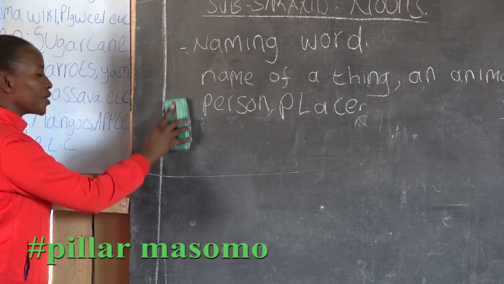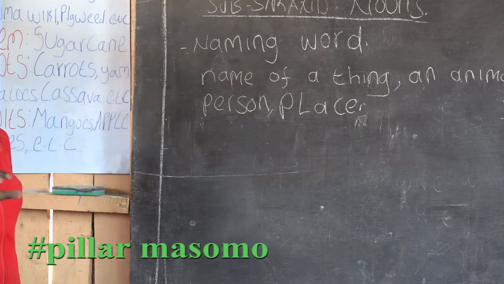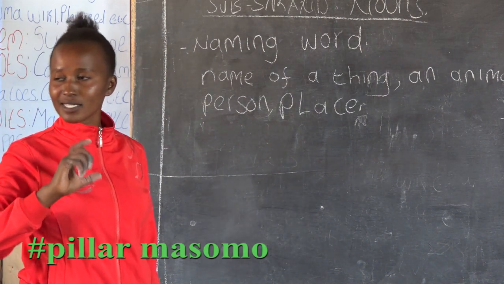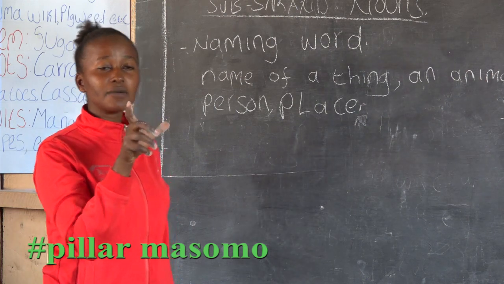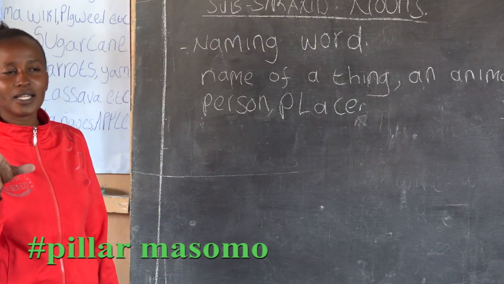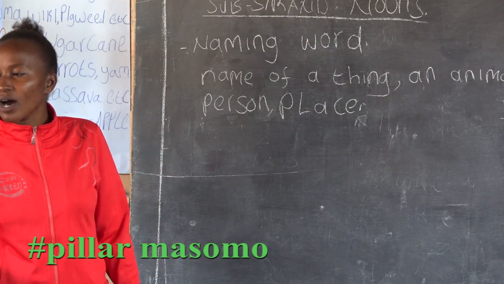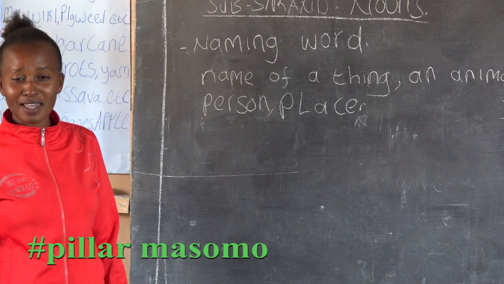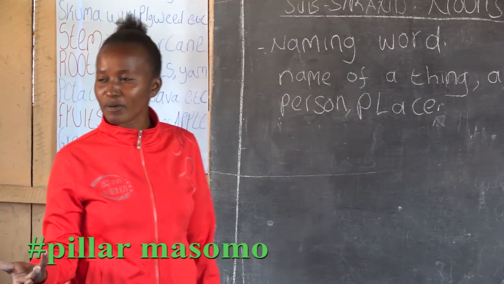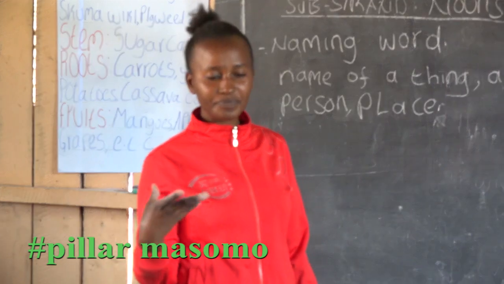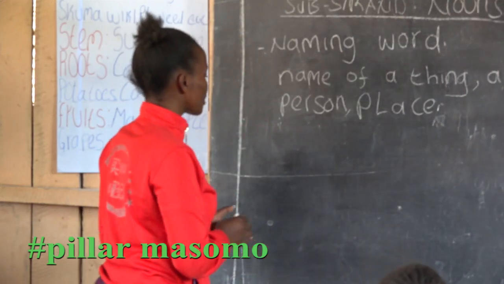And others, we change the spellings fully. As I told you earlier when we were starting this lesson, there were other names that we changed the spelling. Like now we have oxen. What is the singular of the word oxen? Ox, an ox.